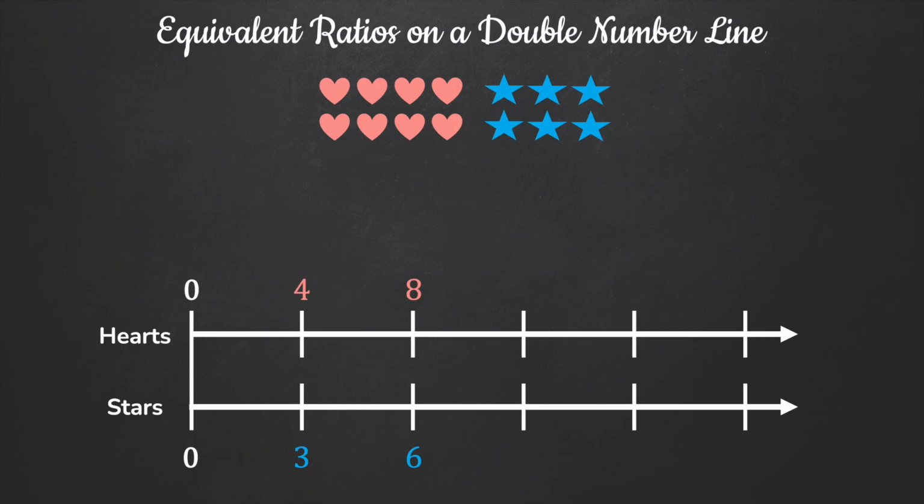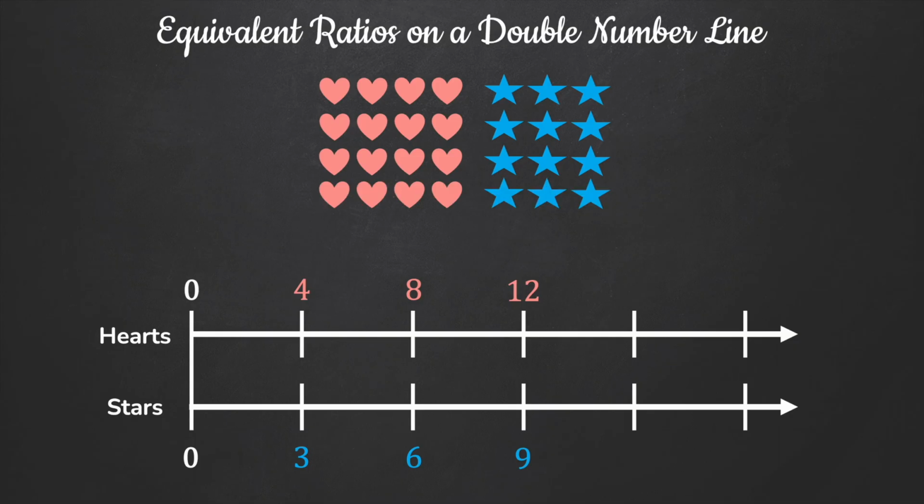Then, if we took our original ratio and tripled it, we end up with 12 hearts and 9 stars. So there's still 4 hearts for every 3 stars. Then, if we go back to our original ratio and multiply that by 4, we end up with 16 hearts and 12 stars. And again, if we look at our pictures, there's still 4 hearts to every 3 stars. So we're maintaining that original ratio.